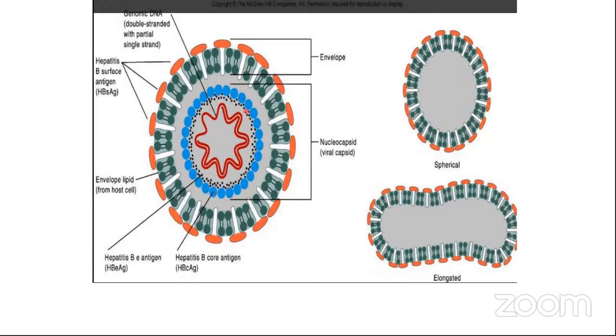And after this nucleocapsid, now the envelope is there. The envelope is the outermost covering of the virus. This part is called the nucleocapsid, the viral capsid, and the viral capsid is now covered with this envelope, and that's why this virus is called an enveloped virus. Now what is there in this envelope?